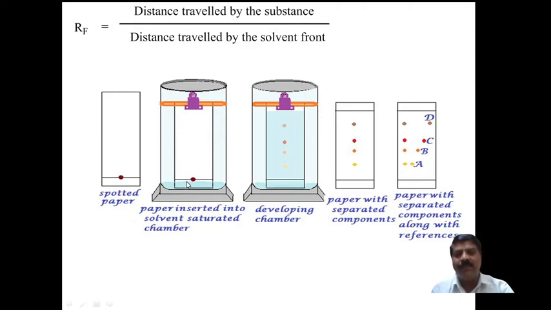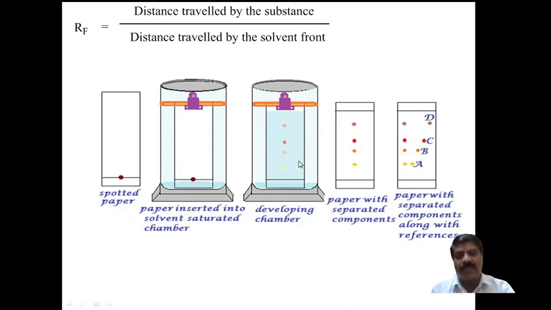Then solvent molecules migrate by capillary force, that is capillary action, and they move upward. This dark green color is the solvent, and it has moved up to here. The compounds, that single spot, is converted into multiple spots here. Here 1, 2, 3, 4 spots are there in this sample, and they have migrated.